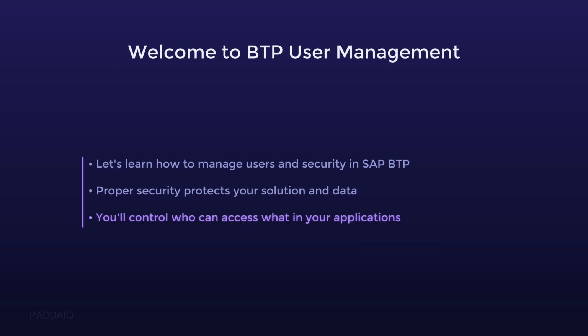You will control who can access what in your applications. This means managing permissions so only authorized users see specific data or functions. For example, allowing HR staff to view salary data while restricting other departments. Proper user management ensures your applications remain secure and functional for everyone who needs them.